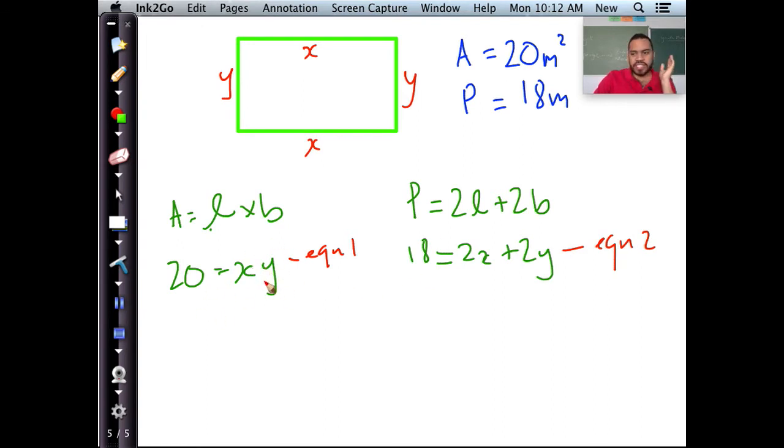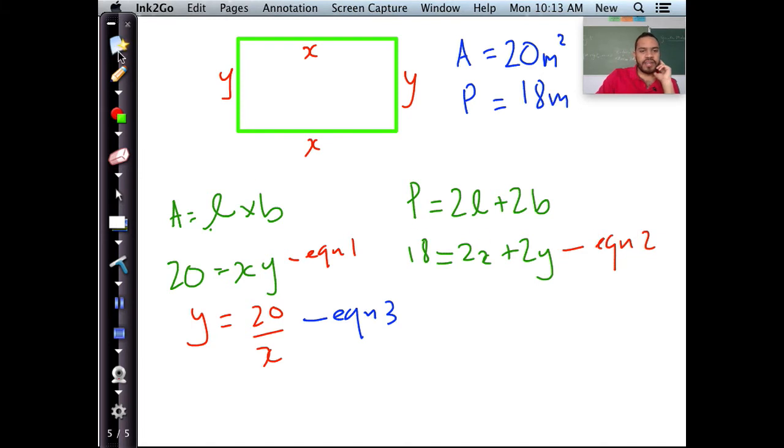Do you agree with me that if we want to solve for y here, or you could solve for x, but let's solve for y, we divide both sides by x, and then we get y is equal to what? 20 over x. And let's call that equation number 3. So equation number 3 was derived from equation number 1. Okay, so that means if I want to reinsert this, where must I put it into? Into equation number 2.